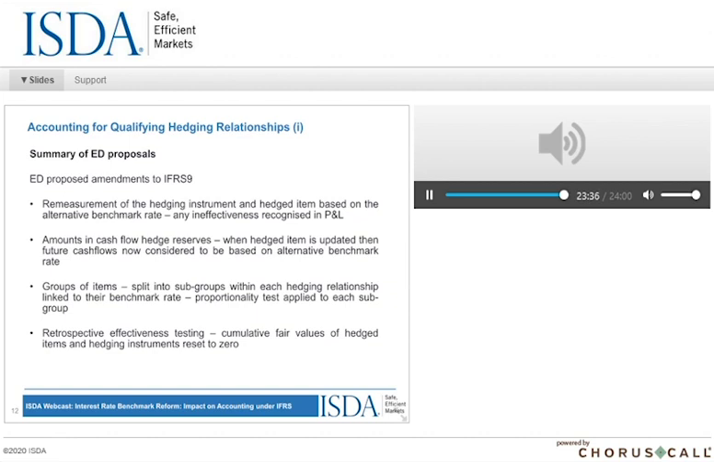Any proportionality test used to demonstrate that the change in fair value of each individual item in a group is expected to be approximately proportional to the overall change in fair value of the group would be applied at each subgroup level. The final bullet point on slide 12 is around retrospective effectiveness testing, and here the ED proposes that when a hedging relationship is updated as a consequence of an IBOR reform-related change, then the cumulative fair values of the hedged item and the hedging instrument are reset to zero.